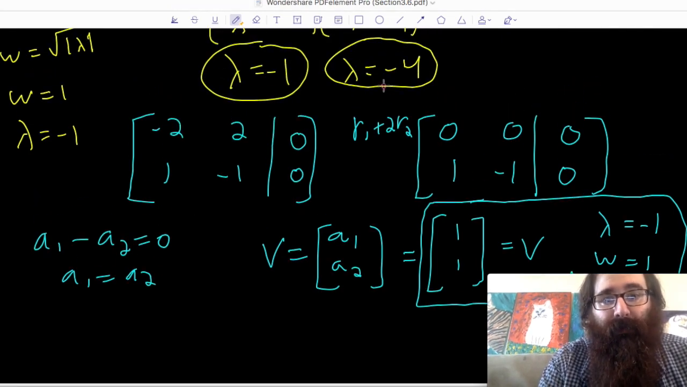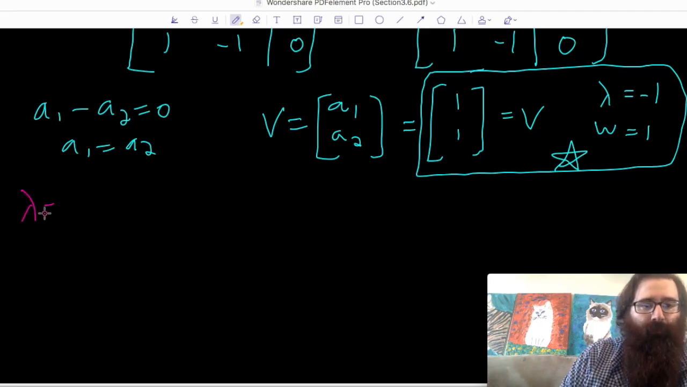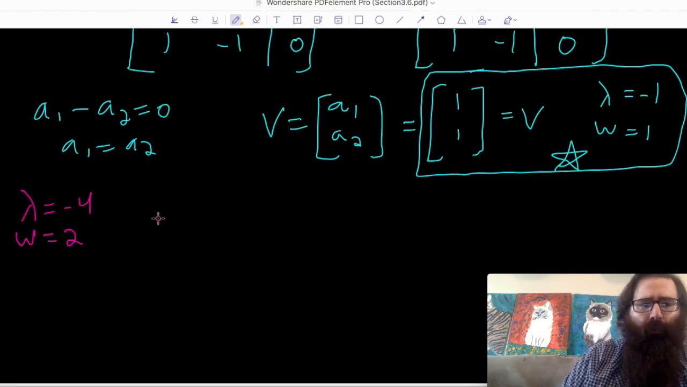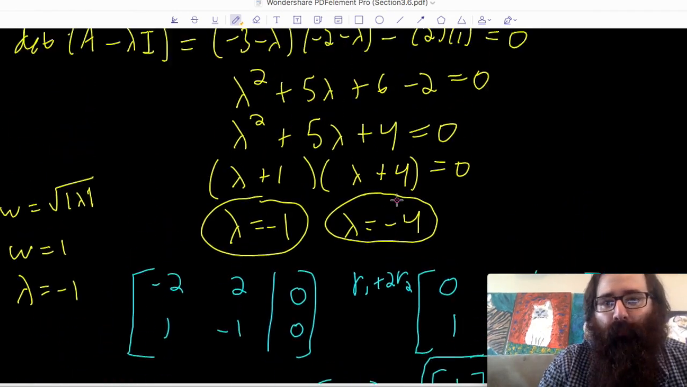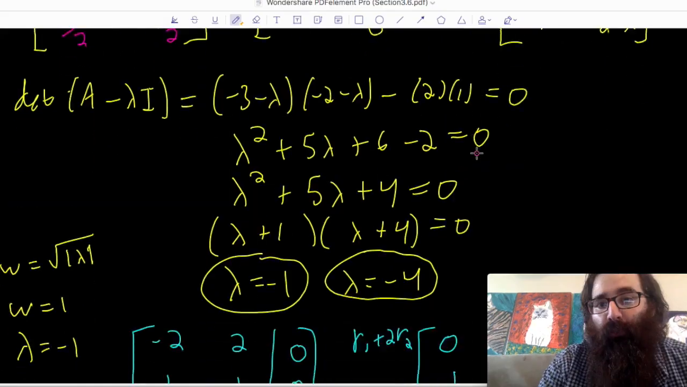Let's go to the pink now for lambda equals -4. Lambda equals -4, we can comment right away that our frequency then, if I take the square root of the magnitude of the eigenvalue, that's 2. So frequency is 2. We kind of saw this in the last example as well. Then I want to work with this eigenvalue, though, -4, to build my system. Already ready. Let's plug in -4. -3 minus -4 is -3 plus 4 gives me 1.